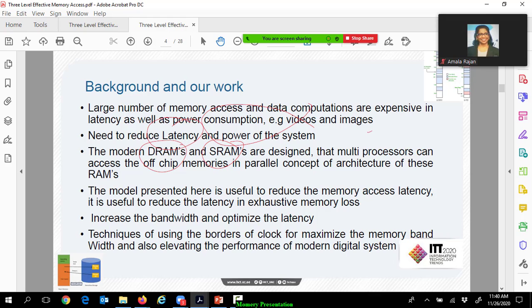But normally, in all the memories, the initial algorithm is that one instruction's result is awaited until the next instruction starts, and we manipulate and play with these things. The model which we have presented reduces the memory access latency, but on the other hand, it increases the cost of the system. That's understandable, because if you have parallel memories, they will increase the cost. So we increase the bandwidth, we optimize the latency, and we use the clock borders as well. Instead of having only the clock level, we use clock borders as well to make the system more efficient.